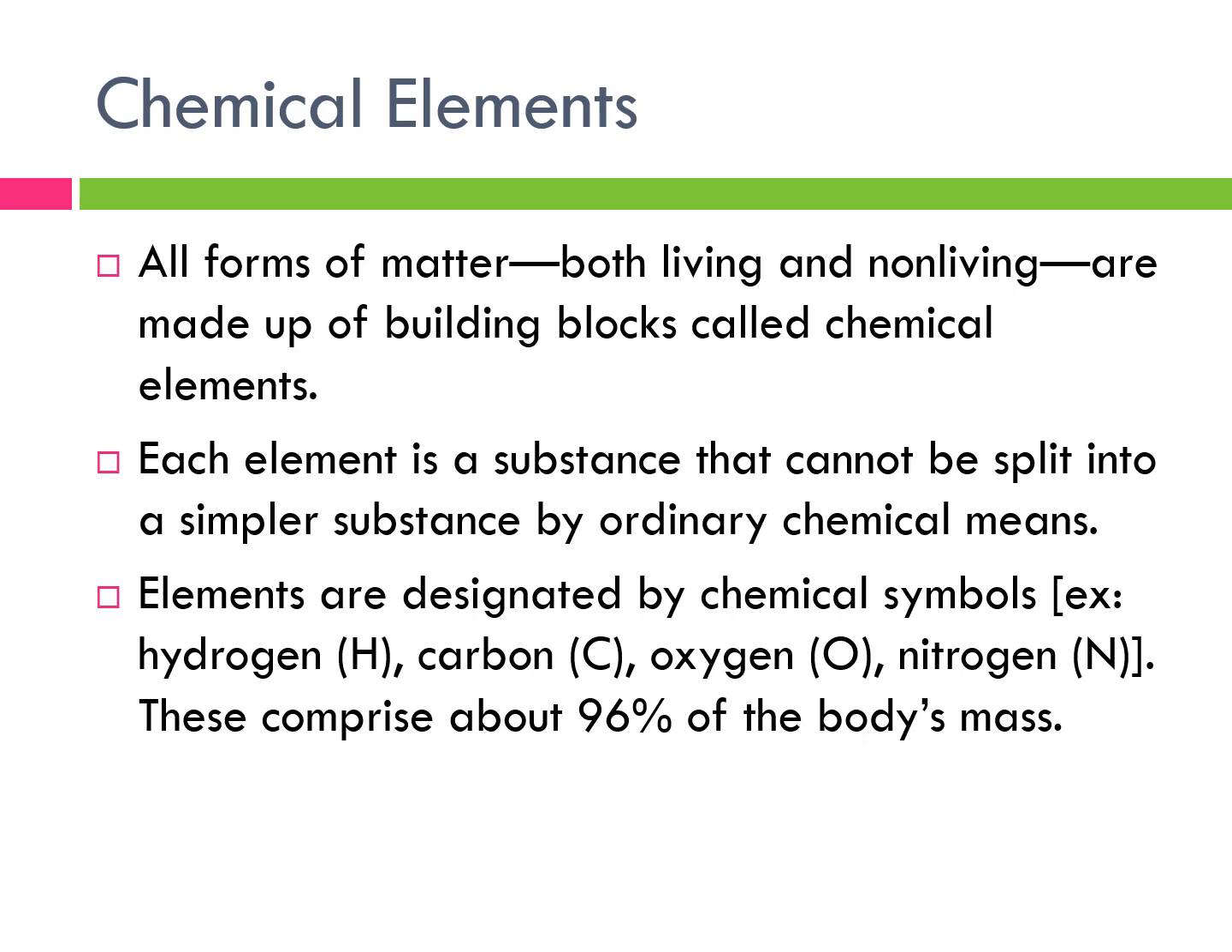A chemical element is a pure substance that's distinguished from all other matter by the fact that it cannot be created or broken down by ordinary chemical means. So these must come from the environment. Elements are designated by chemical symbols, like hydrogen has an H, carbon is a C, oxygen is an O, nitrogen is an N, as you can see here. And these comprise about 96% of the body's mass.